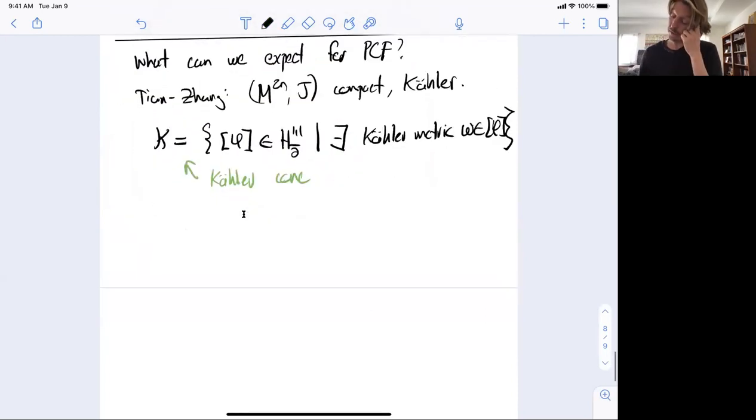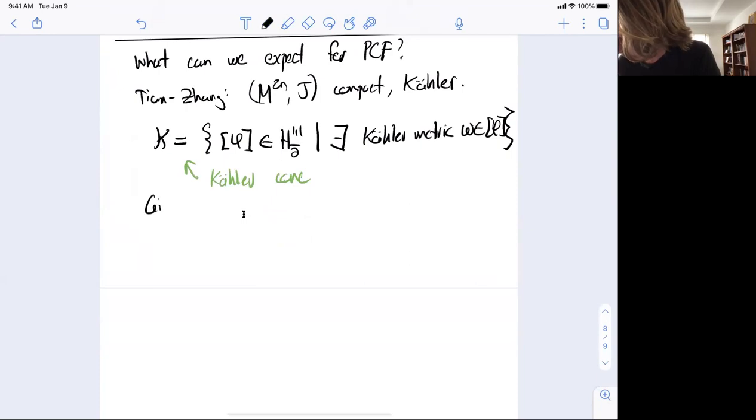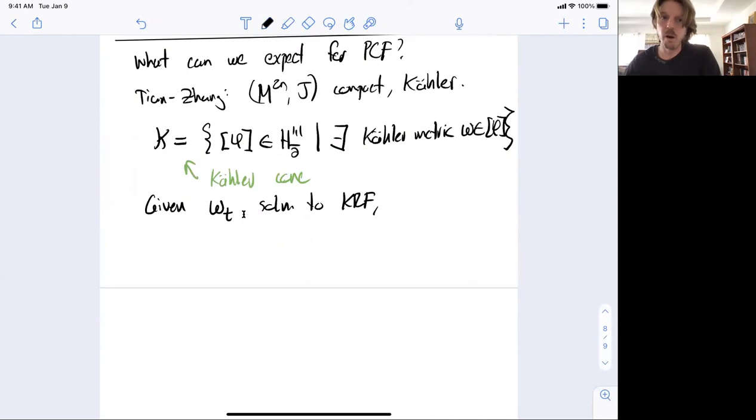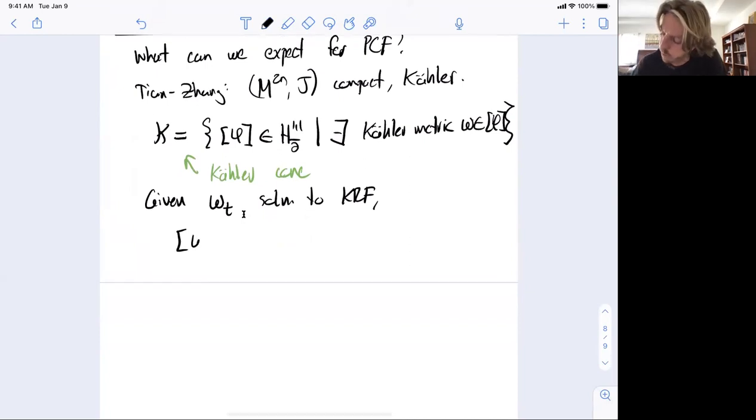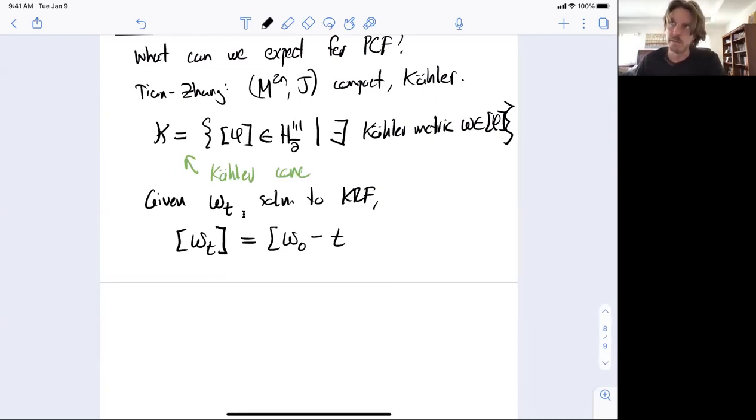And so, given omega_t, a solution to Kähler-Ricci flow, sorry, I'm in the Kähler world, you immediately get an ODE in this finite dimensional space. So omega_t as a class is the class of omega_0 minus t times, well, the Ricci form will represent the first Chern class. Again, maybe I'm sloppy about multiples, use some 4 pi or something.